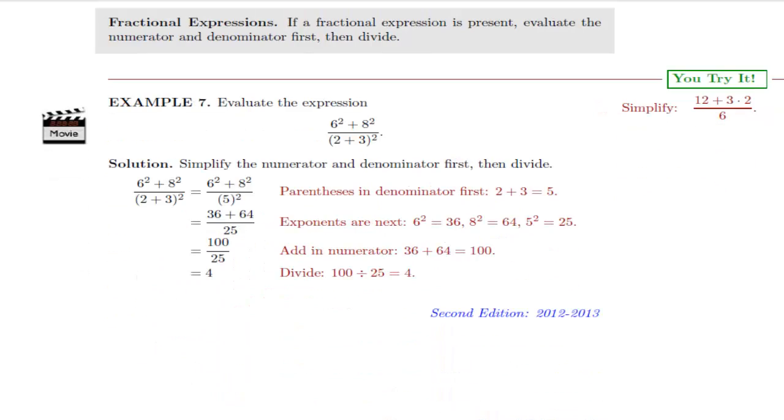Example 7. Evaluate the expression. Solution. Simplify the numerator and denominator first, then divide. Parentheses in denominator first: 2 plus 3 equals 5. Exponents are next: 6 squared equals 36, 8 squared equals 64, and 5 squared equals 25. Add in the numerator: 36 plus 64 equals 100. Then divide 100 by 25 to get 4.